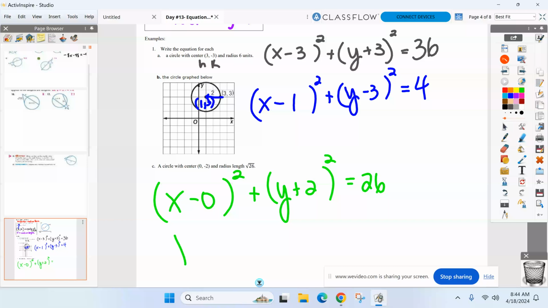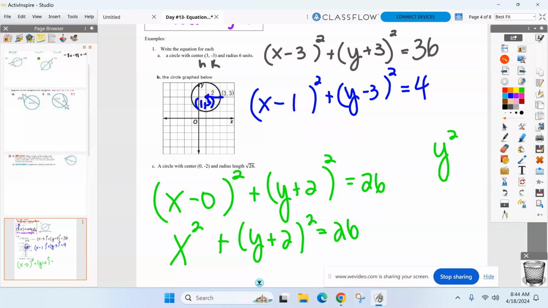You'll see this instead. You'll just see x squared. So that tells you the x coordinate must have been 0 if nothing's with it. So I don't want you to freak out tonight if you just see y squared by itself, which tells you the y coordinate must have been 0. All right? Questions?